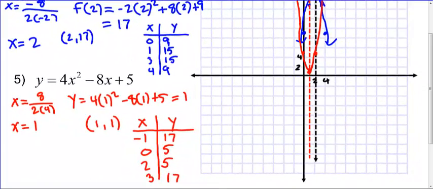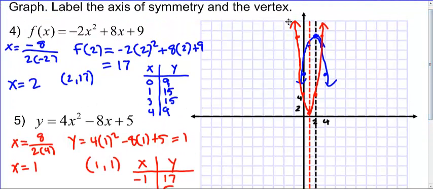All right, you can see what I've done. I've filled out this chart to get the rest of my y values. Negative 1, 17, 3, 17, 0, 5, 2, 5. Notice the symmetry on these values too. If you pick good x values, you'll have symmetry here. It kind of cuts your work down a little bit. And then you can see what the graph looks like. Fairly steep graph that opens upward.